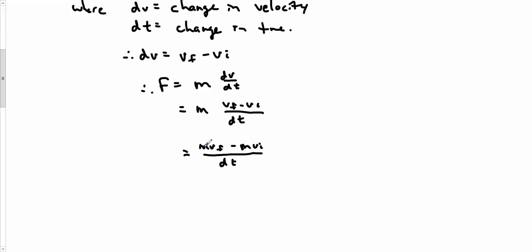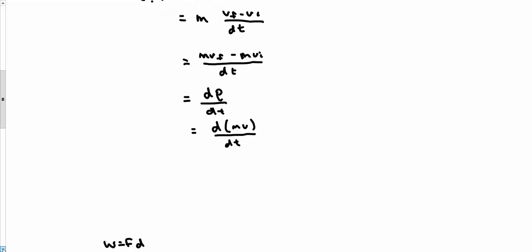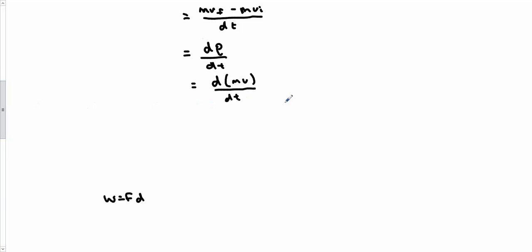If we look closely at this, mv is momentum, and so I have final momentum minus initial momentum, which is the change in momentum over time. I'm going to leave that as d(mv)/dt. Anytime I take the derivative of two things that are multiplied together, I use the product rule: the first term times the derivative of the second, plus the second term times the derivative of the first.